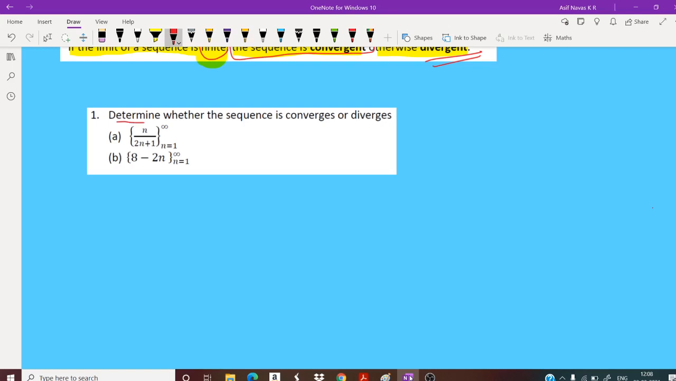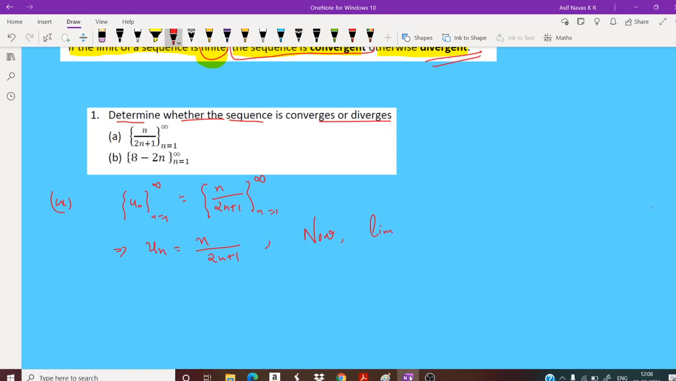So first we will check this. First question, determine whether the sequence is convergent or divergent. So we have the sequence {un}, n equal to 1 to infinity, is equal to the sequence, first question A, n by 2n plus 1, n equal to 1 to infinity. So it implies here un is equal to n by 2n plus 1. Now we will take the limit. We have to check whether this sequence is convergent or not.